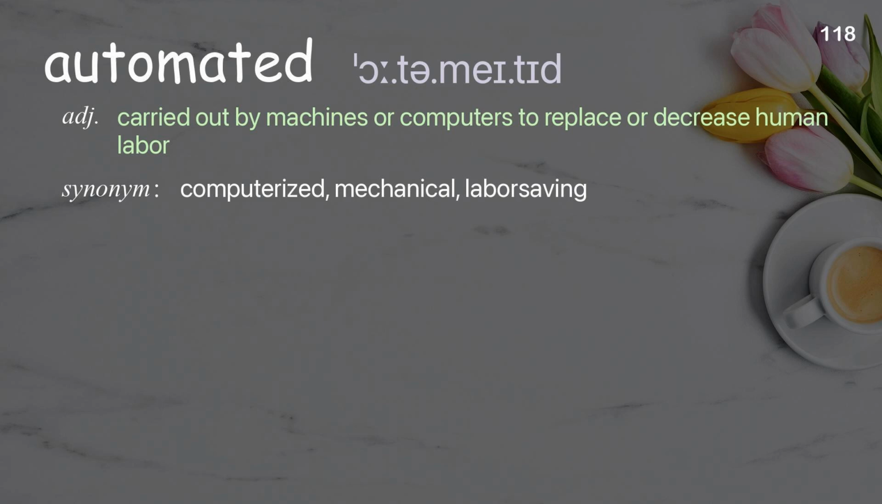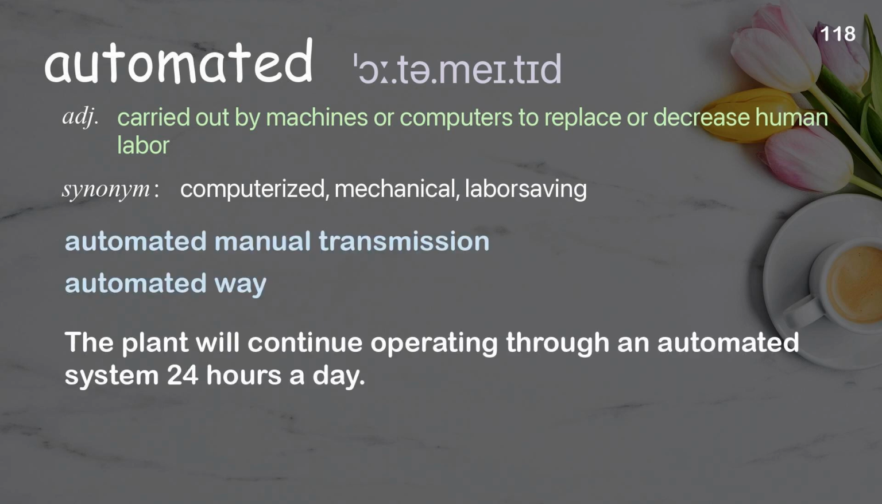Automated. Carried out by machines or computers to replace or decrease human labor. Examples: Automated manual transmission. Automated way. The plant will continue operating through an automated system 24 hours a day.